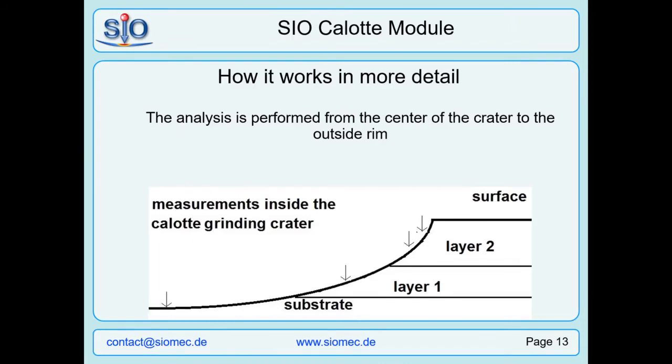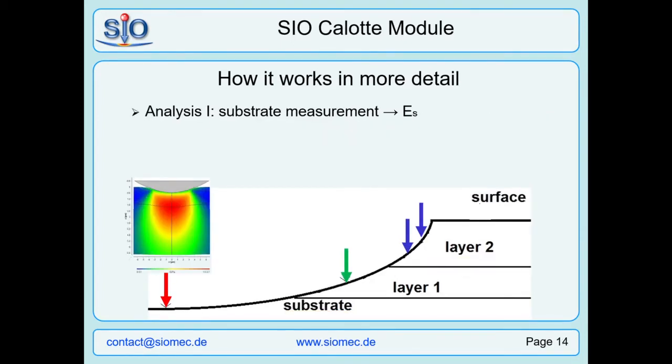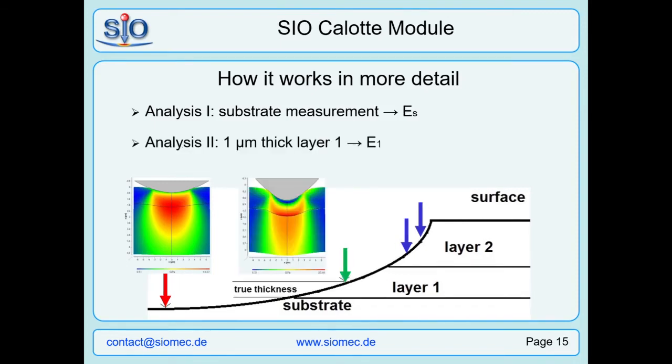The analysis is performed from the center of the crater to the outside rim. In this simple example in the picture here, we examine a 2-layer system with an interlayer, which here is named layer 1, and a top layer, called layer 2. We have performed 4 different measurements: 1 in the substrate, 1 in layer 1, and 2 in layer 2. After the performed measurement, the software stores 4 values for E. Es for the Young's modulus within the substrate, E1 for the Young's modulus within the first layer on top of the substrate.